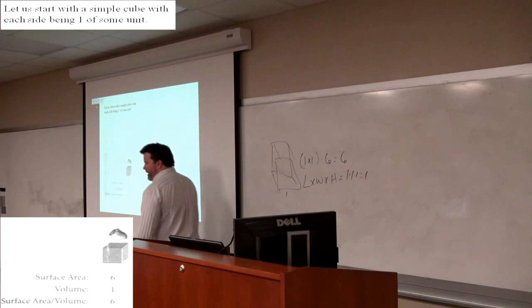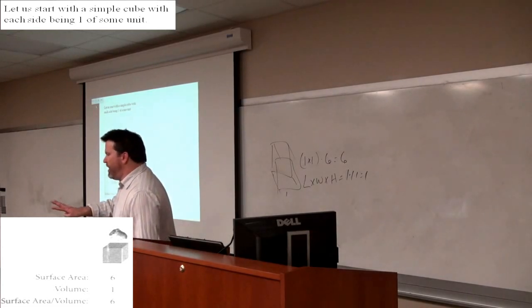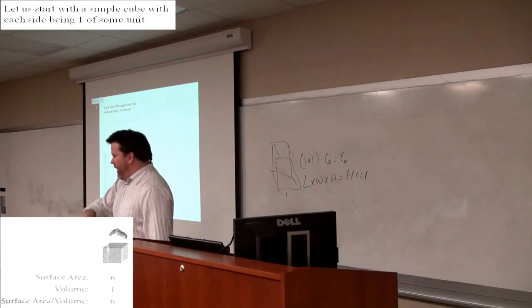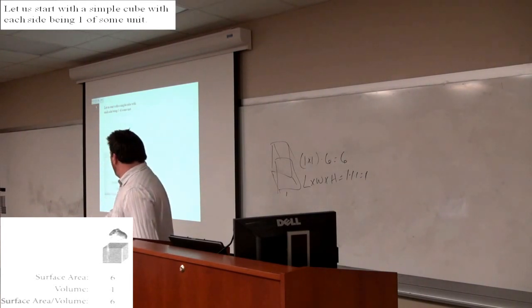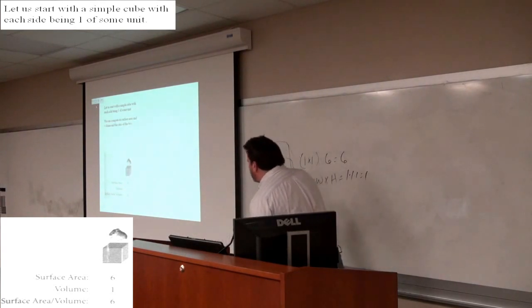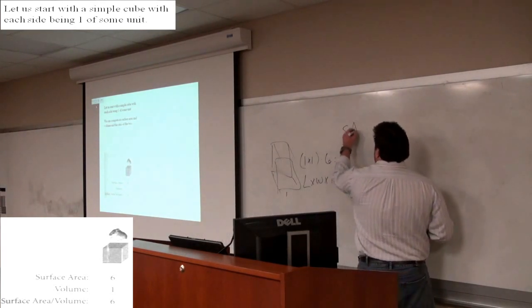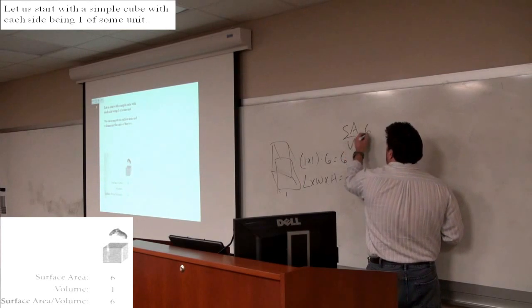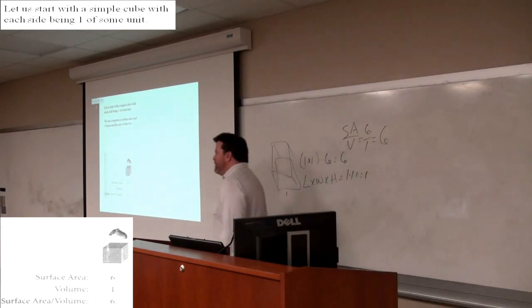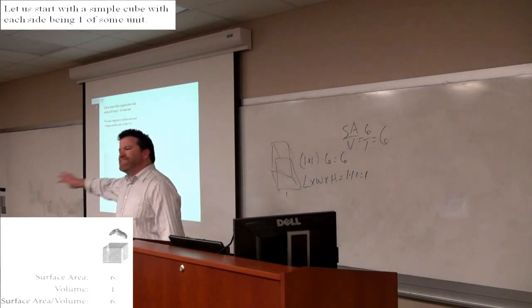Have I lost anyone yet? You're going to have to follow some math. That's going to be unavoidable. Math is partially the language of science, so we have to know. All right, so what I can also do is compute the ratio of my surface area to my volume, and I find 6 over 1. The ratio of these two is 6. Awesome. This is not the profound part.